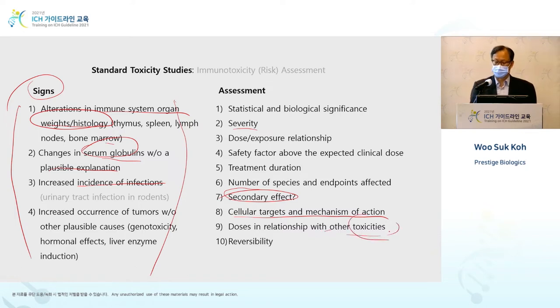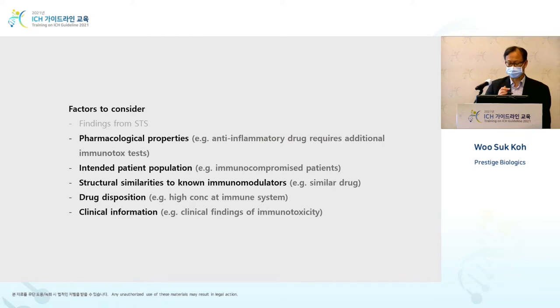Which organ, at which level of dose, the toxicity is observed? If the dose is higher, then it's less important. And reversibility is about the recovery when the administration is stopped. So far, I talked about standard toxicity programs. There is pharmacological properties to be considered. If it's anti-inflammatory drug, additional immunotoxicity test might be required.